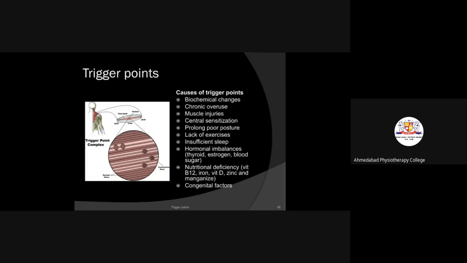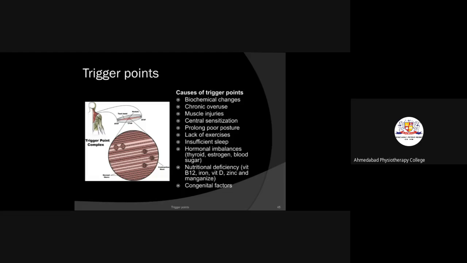Central sensitization, we'll discuss this term later in the presentation. Then there is prolonged poor posture. Because of that, trigger points may develop. Again, we can see the example of a computer operator who is always sitting with the head poked out. This gives a prolonged load to the trapezius and deep occipital muscles, and you may have trigger points in the trapezius and occipital muscles. Lack of exercise and lack of sleep may cause trigger points. Then there are hormonal imbalances like thyroid, estrogen, blood sugar. So if a patient has any of them, they may repetitively develop trigger points.